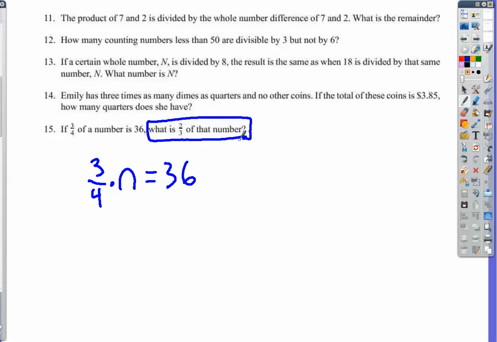So what's the opposite of multiplying n by 3/4? In other words, if I'm multiplying n by 3/4, something times 3/4 is 36. What am I going to have to do with 3/4 and 36? Divide them, all right. So I have 36 divided by 3/4. And I'm sure you know by now how to divide a fraction. You take the first number, nothing happens to it, and you multiply it by the reciprocal of the second. The reciprocal of 3/4 is 4/3.